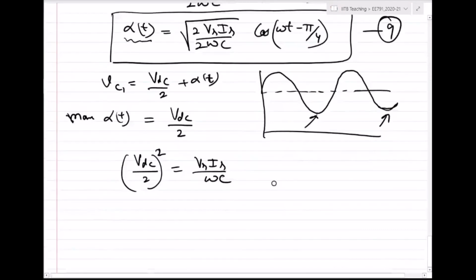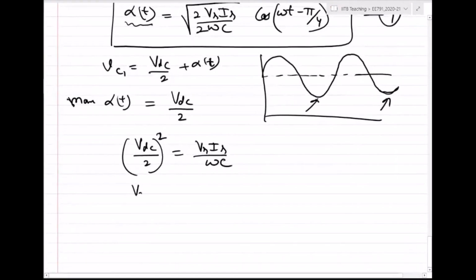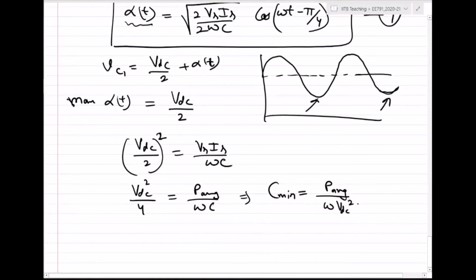Right, and now if you further simplify it, it's V square upon 4 is equal to power average upon omega C. And if you solve this, you get the value of C minimum, which is equal to P average upon omega VDC square into 2. That means you get the minimum C, which is 2 times the previous value of C.